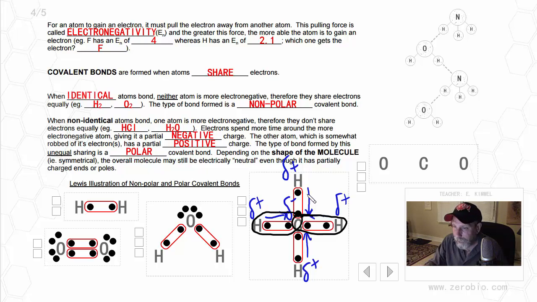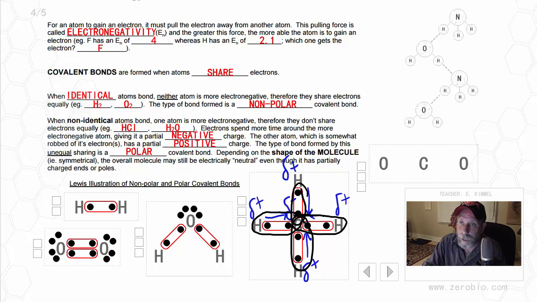So canceling out from the right to the left, from the left to the right. They cancel each other out, all right? And then if we look at this region, this is a polar covalent bond as well. Carbon pulls the electron down towards itself. It's more negative in the bond in this area than this. This is a polar covalent bond. This is a polar covalent bond.